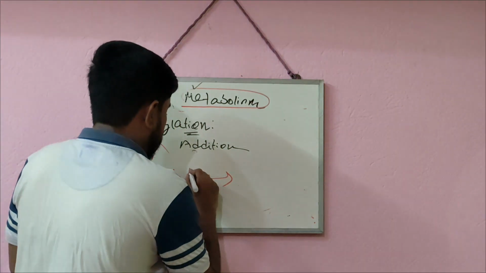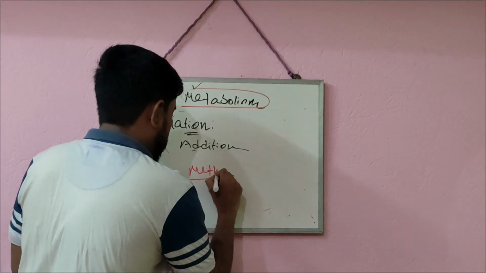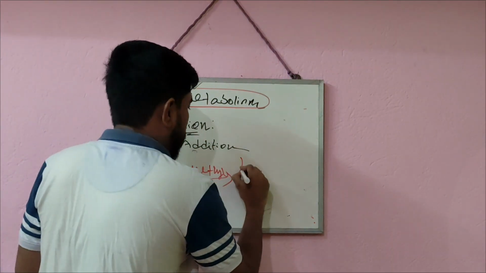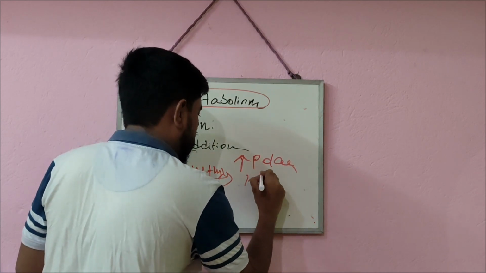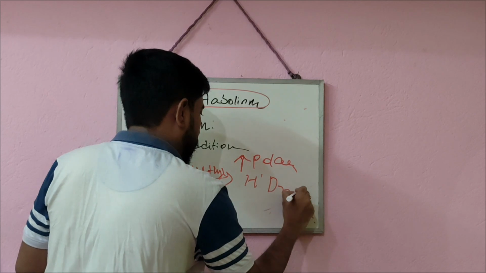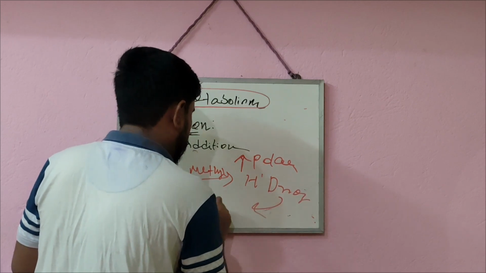So a methyl group will add to that drug, then it will be converted into a highly polar and hydrophilic drug, and then it will pass through urine elimination.